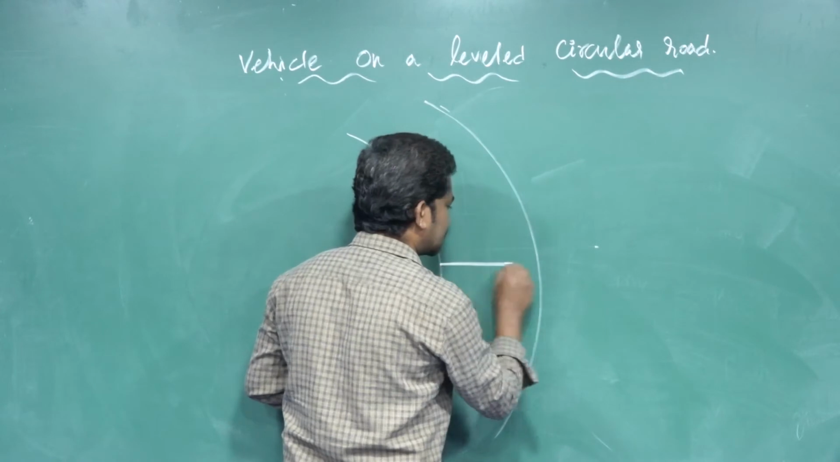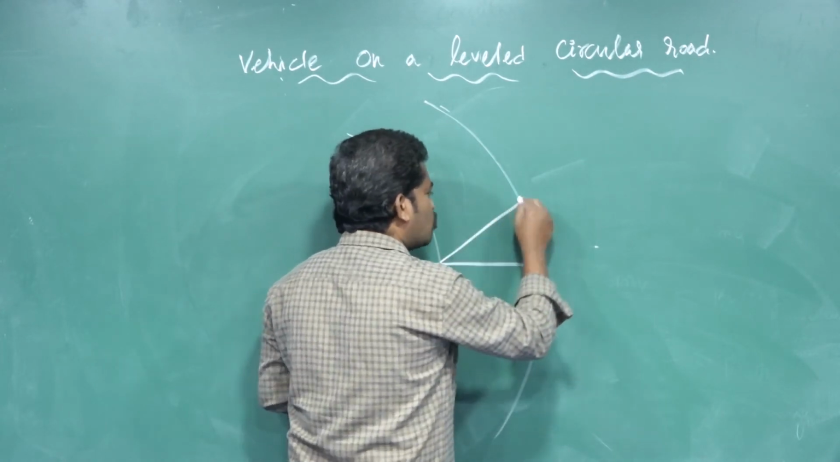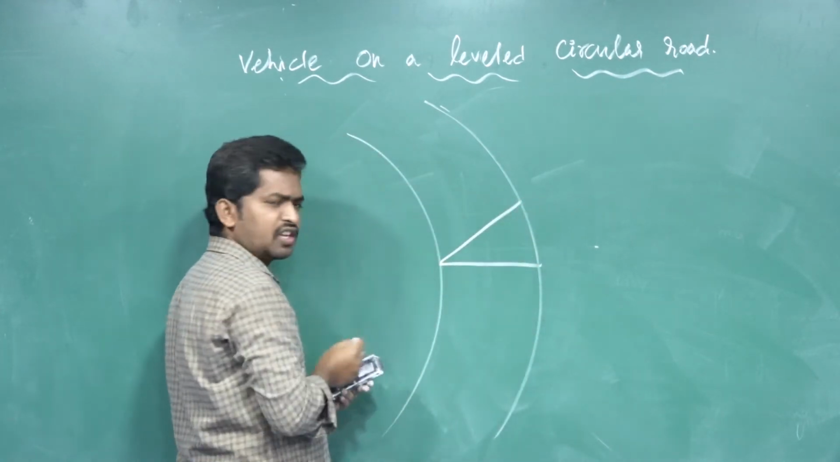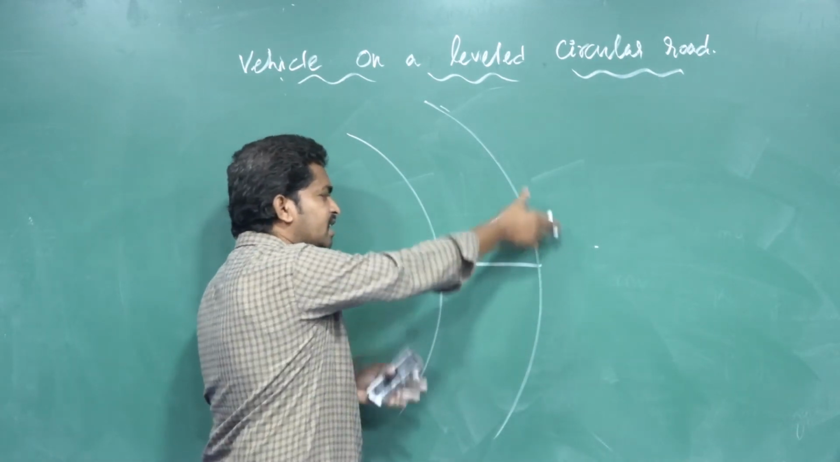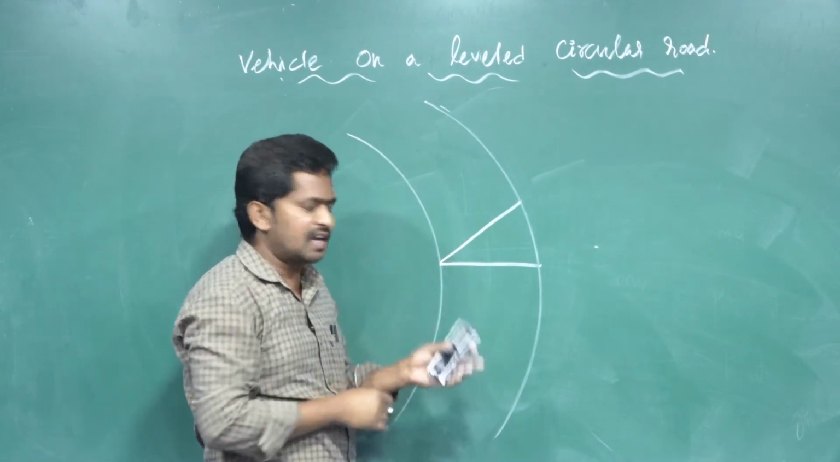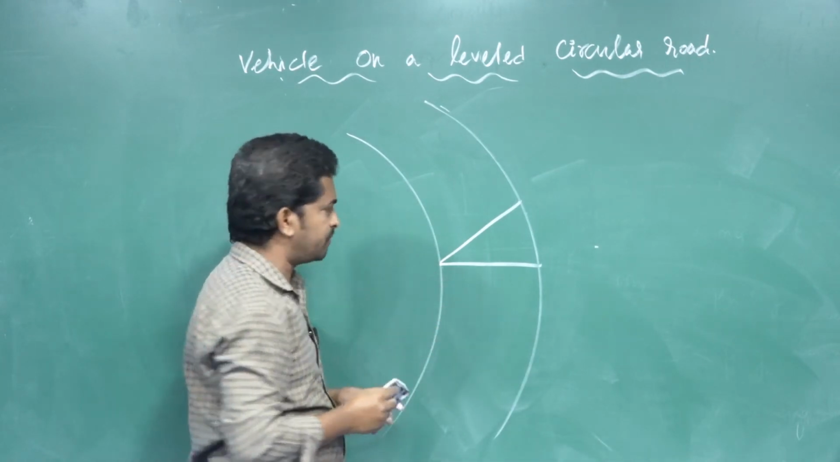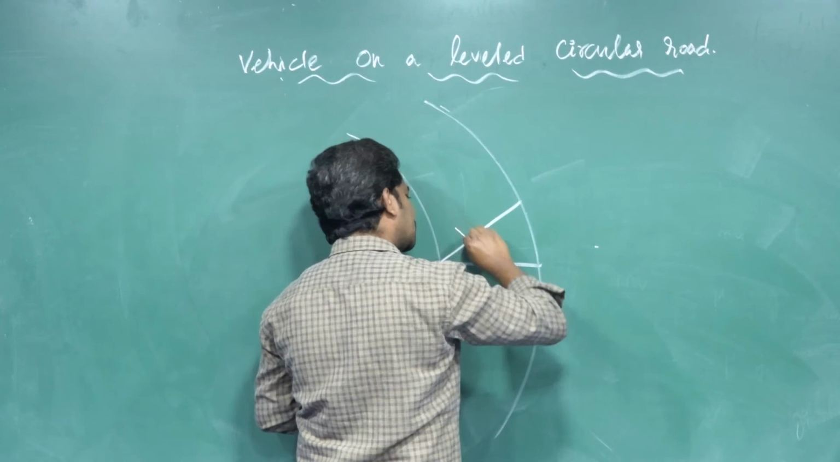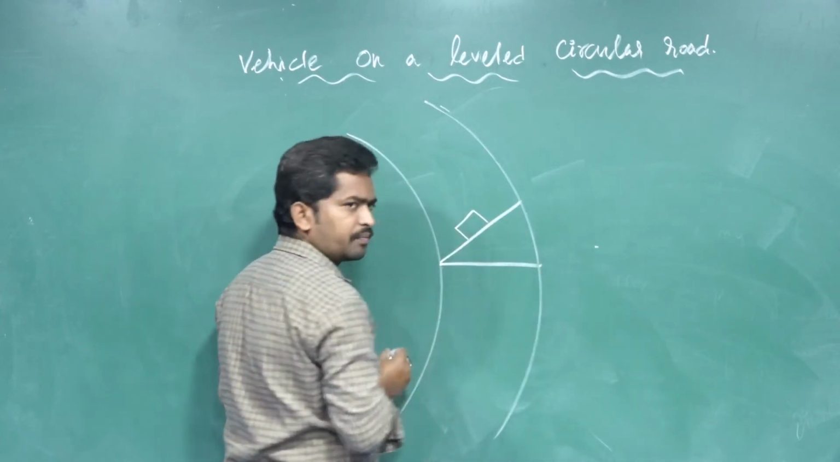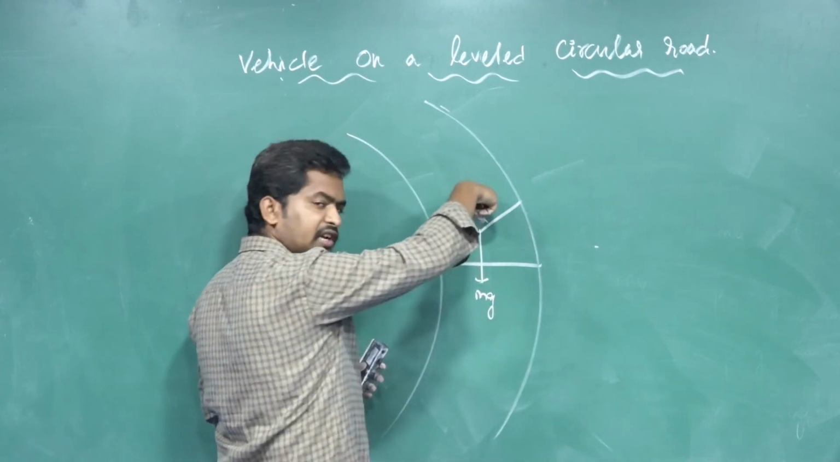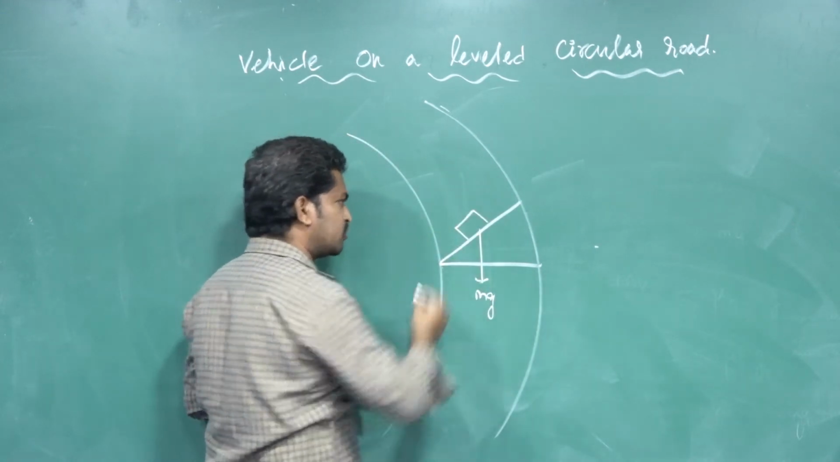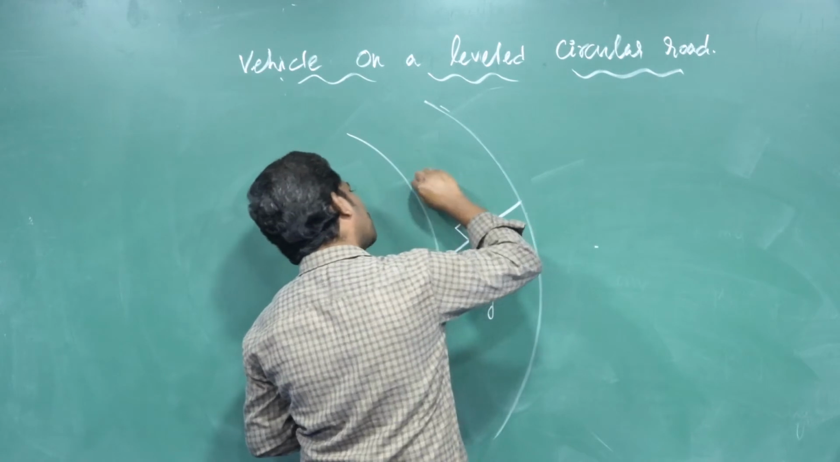Here this is horizontal. This is the outer edge and this is the inner edge. The outer edge is raised in comparison to the inner edge. This is called banking of track or banking of road. When this is the car or vehicle, the normal force is provided like this, and the gravitational force acts in downward direction, mg. Here this is the normal force.